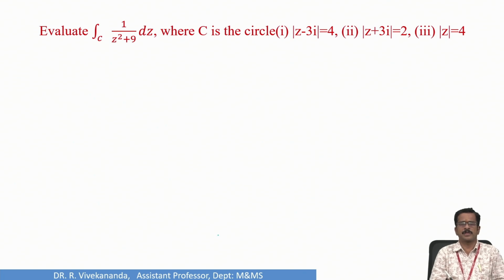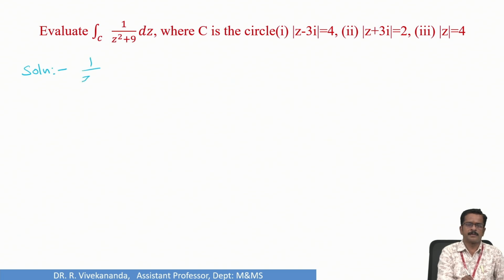Okay, next question. These types of models are very important, so they are asking these models very frequently. Evaluate the integration over C of 1 by z square plus 9 dz. So what is the integrand function? You first identify it: 1 by z square plus 9. For that, evaluate the singular points.